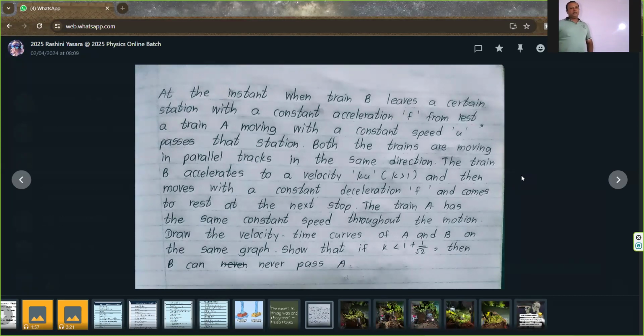Draw the velocity time curves of A and B on the same graph. I think you can do that one within 1 or 2 minutes. No, actually, within a few seconds. Please draw the velocity time curves and send me. First, you have to read the question, then draw two velocity time curves and send that to me. Please do that one. Everyone, I need answers from everyone.